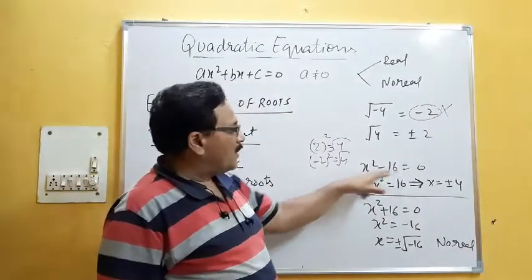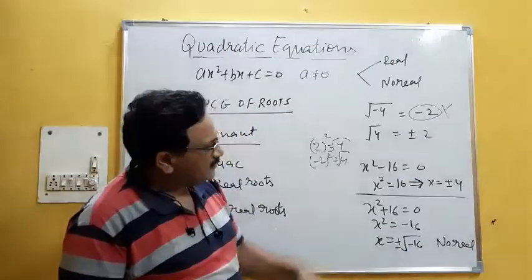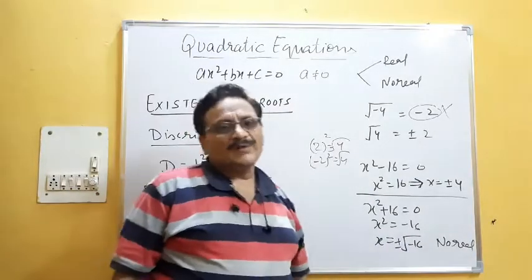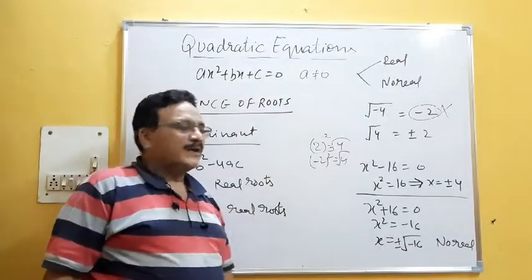The equation is x square minus 16 equal to 0. Now you solve for x. You will get x square equal to 16 and x is equal to plus minus 4. It means now you have two answers, x is equal to 4 and x is equal to minus 4.